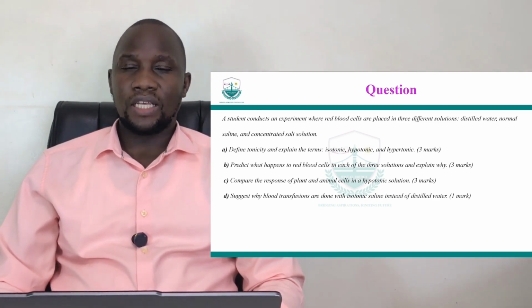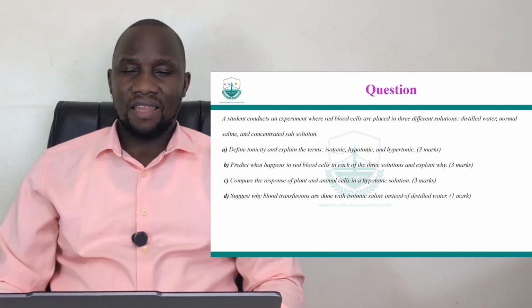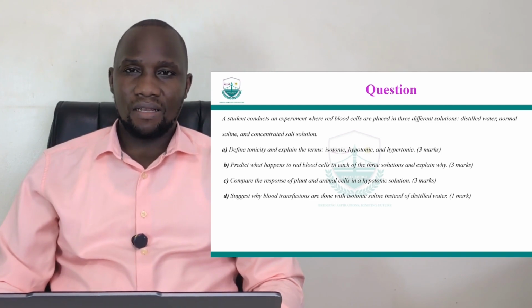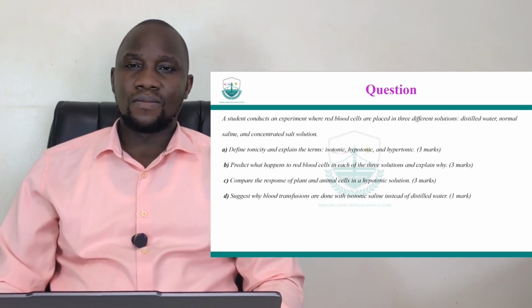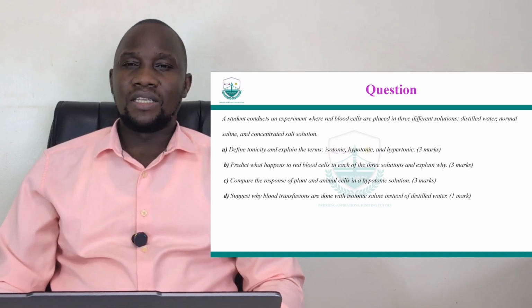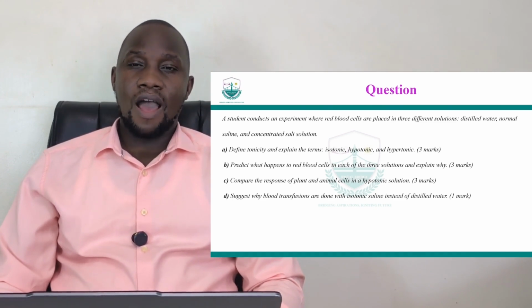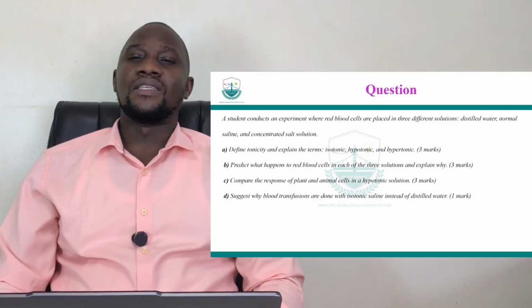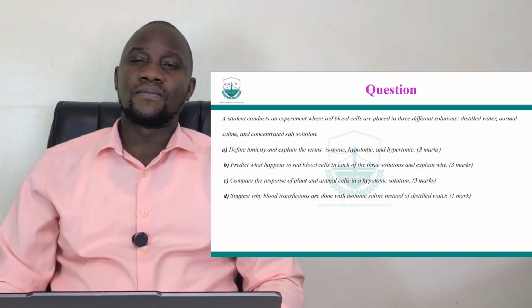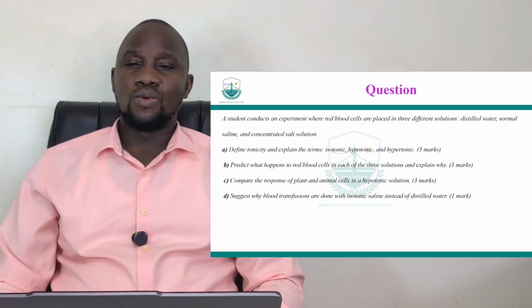In hypotonic, it means that the solid concentration inside the cell is high, and therefore water will move into the cell by osmosis. That is hypotonic. And then with hypertonic, the solid concentration in the solution is higher than what is in the cell, and therefore the cell will lose water to this hypertonic solution. So what could you expect?